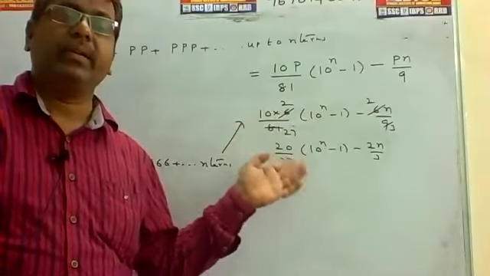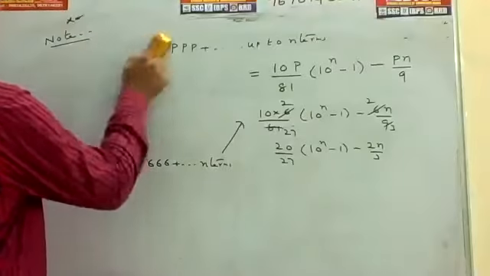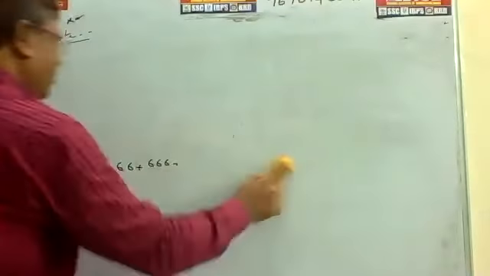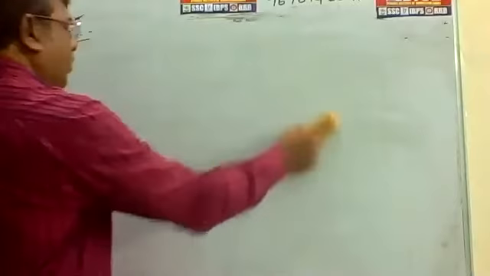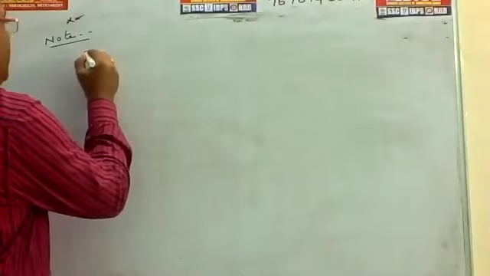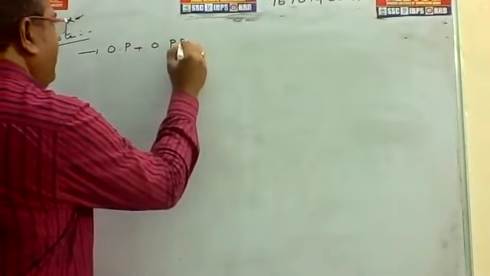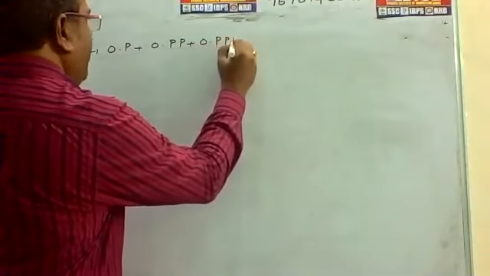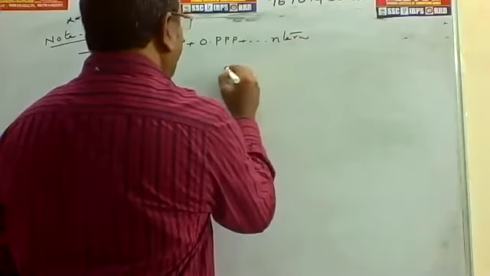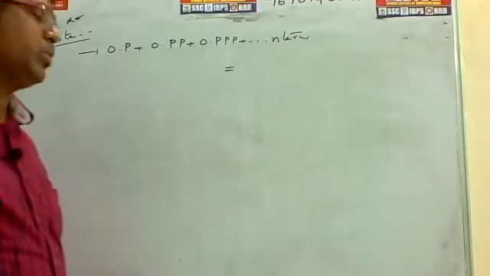Already you have done this in your 10th class. It is a good problem. I'm doing another model in this one. See, 0.P plus 0.PP plus 0.PPP plus so on n terms is equal to.